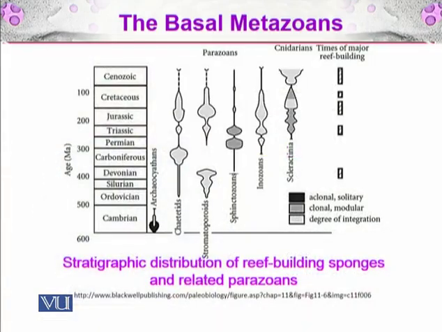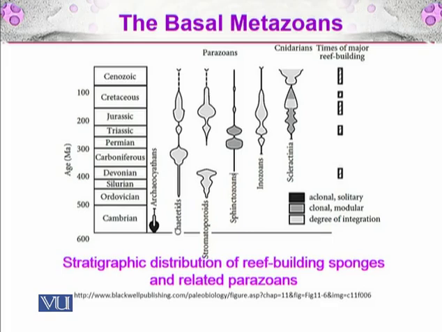Here you can see the stratigraphic distribution of reef building sponges and related parazoans. From the Cambrian to the Cenozoic era, there were different times when different reef building sponges lived. So for example, the Sphinctozoans were present during the Carboniferous, Jurassic and Cretaceous periods. Wherever it is more, you can see the width of the graph is increasing. So the parazoans, Cnidarians, and there were some time periods during which major reef building processes have been taking place during all these geological time periods.